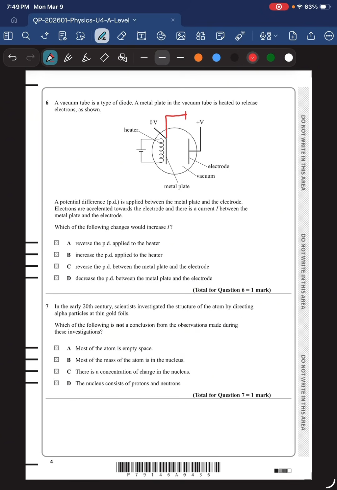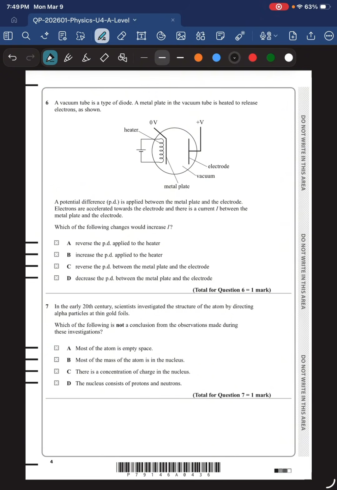So they put a battery there pretty much, or a potential difference. Okay, I'm going to erase this now. Where was I? Electrons are accelerated towards the electrode, and there is a current I between the metal plate and the electrode. So here, there is a current in this direction. All right, so the question is, which of the following changes would increase the current?